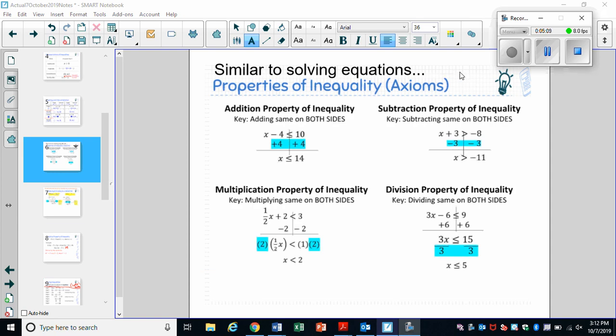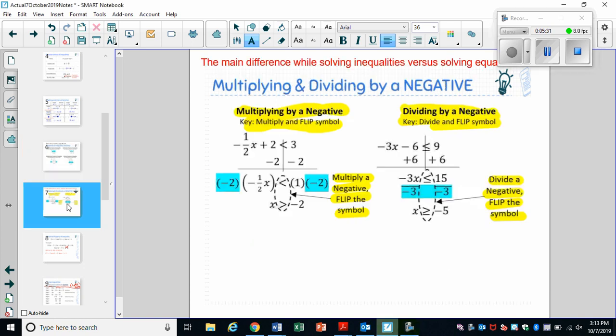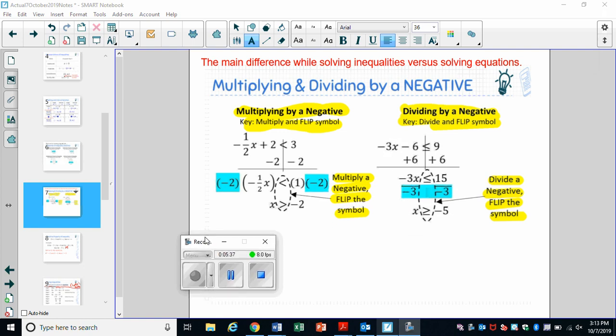Similar to solving equations, you use the properties of inequality, such as adding, subtracting, multiplying, or dividing both sides by whichever value. Again, similar to solving equations, properties of inequality act the same. However, the main difference between solving inequalities versus equations, when you multiply or divide by a negative, you need to change the direction of your inequality symbol.